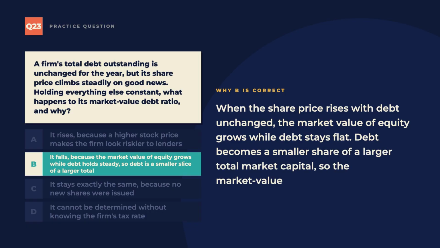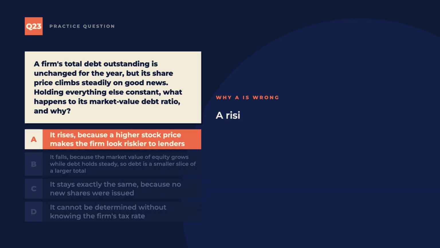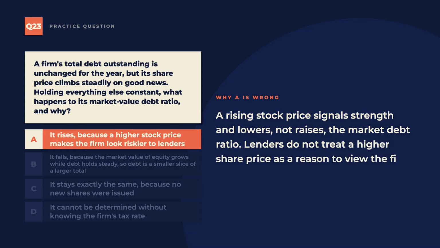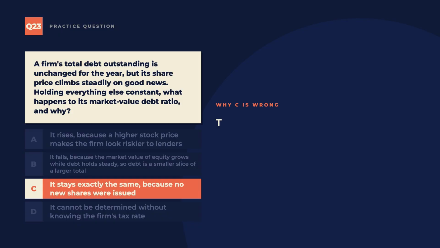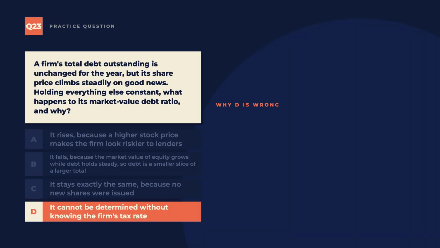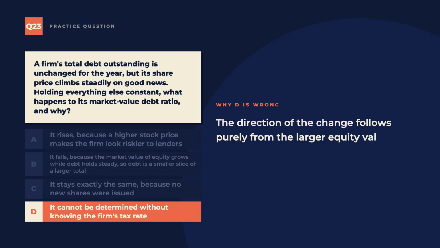A is wrong because a rising stock price signals strength and lowers, not raises, the market debt ratio. Lenders do not treat a higher share price as a reason to view the firm as more leveraged. C is wrong because the market debt ratio depends on the market value of equity, which rises with the price even if the share count is unchanged. It does not stay the same. D is wrong because the direction of the change follows purely from the larger equity value set against unchanged debt. The tax rate is not needed to see that the ratio falls.